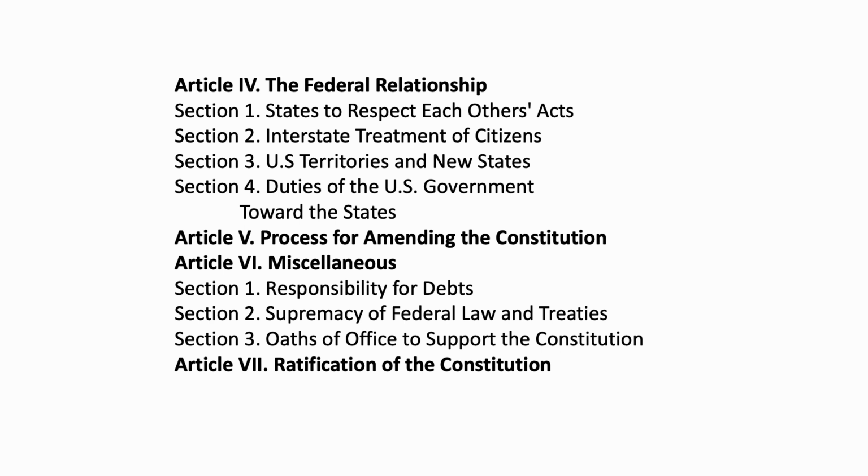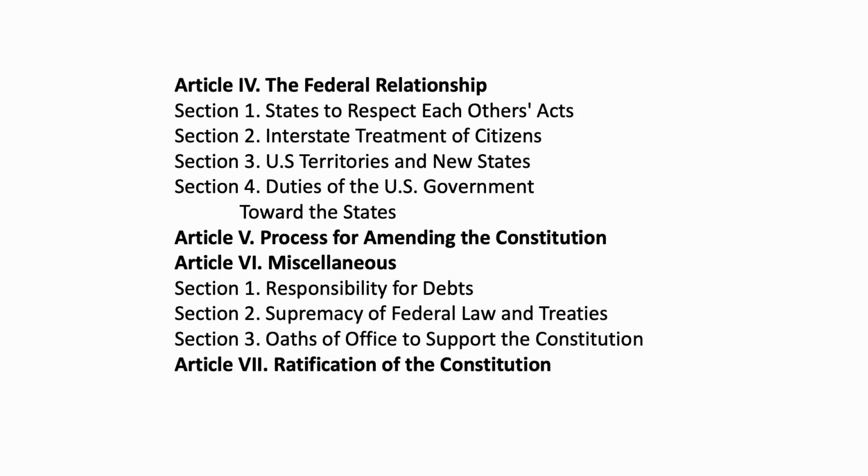Article 4 talks about federalism, the federal relationship. The states have to respect each other's legal decisions. Citizens have to be treated equally when they go between states, and so forth. Article 5 is the process for amending the Constitution. Article 6 has a number of things in it. Section 1 is very important.